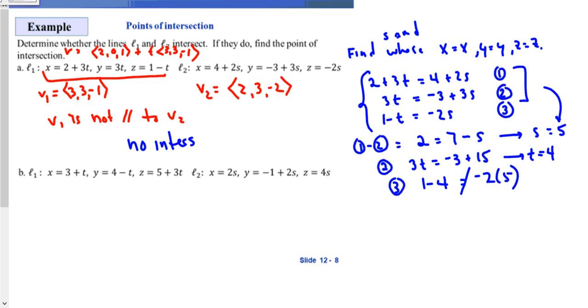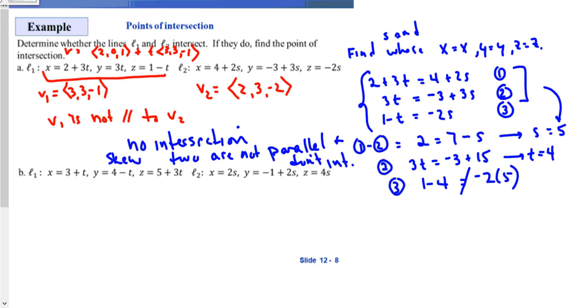Now, two lines that are not parallel and don't intersect are called skew. So these two lines are skew. They don't intersect and they're not parallel. Okay, let's look at the second example.